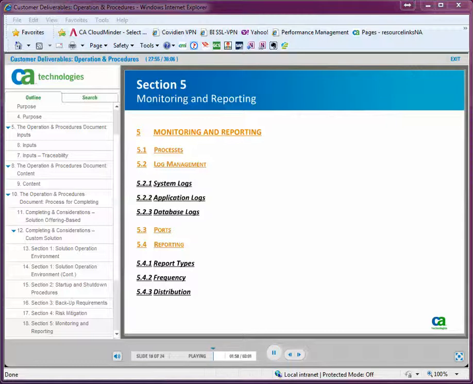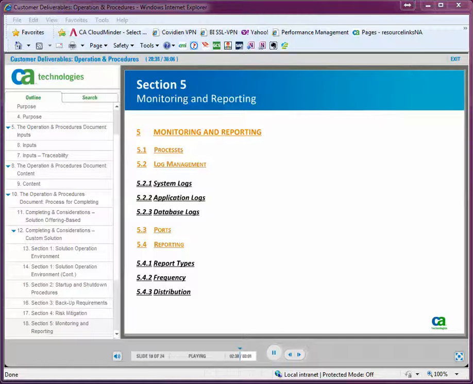In 5.4.1, this is where the specific report types are listed, the reports by name, if they are automatic or manual, ad hoc or static, as well as any external systems reports that are required. Frequency for each of the report runs, whether they're automated or kicked off manually, and if they are manually executed, describe the procedures about how to harvest the data and produce the report. And that's captured in 5.4.2.